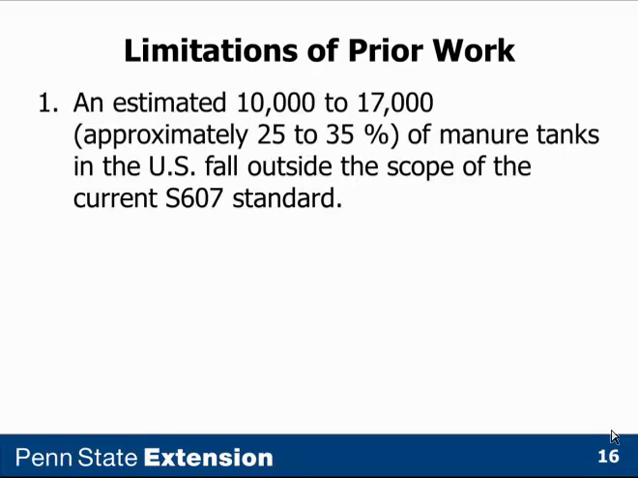Now, the limitations of the standard are this. The recommendations are given in a tabular format for a selected range of manure pit sizes and manure pit geometries. When you do that, you're not able to encompass 100% of those manure storages out in the field. And it's our estimation that approximately 25 to 35% of the manure tanks in the U.S. fall slightly or way outside the scope of the S607 standard.